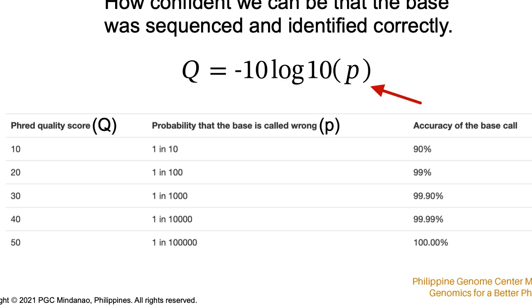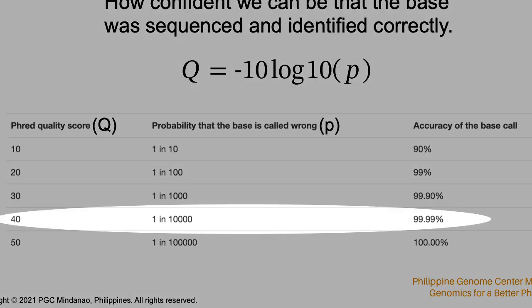P here is the probability that the corresponding base call is incorrect. For example, if the Phred quality score is 40, then the probability that the base is called wrong is 1 in 10,000. Another way of interpreting it is that we are 99.99% sure that the base was called correctly.